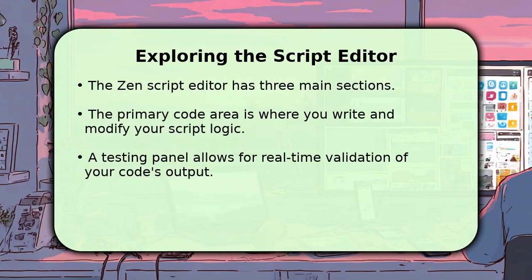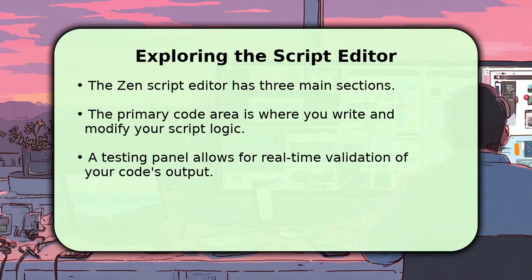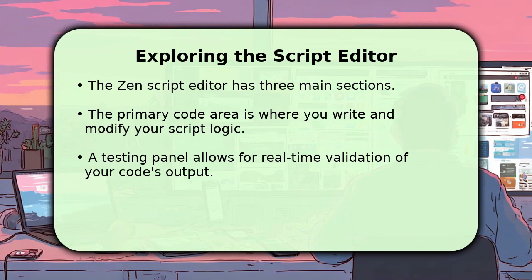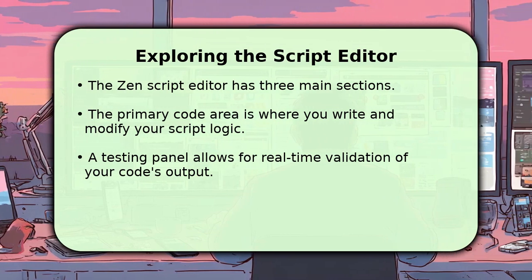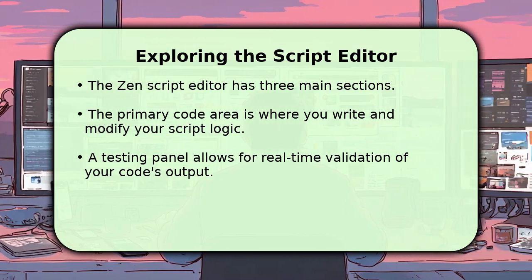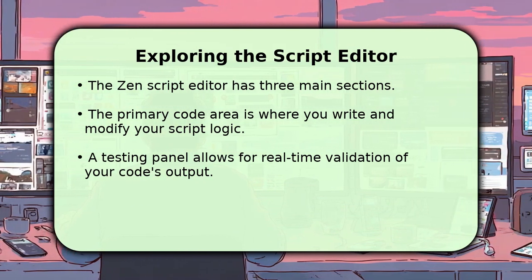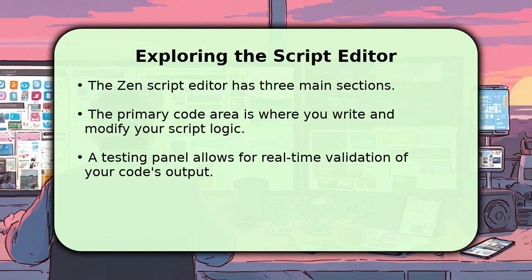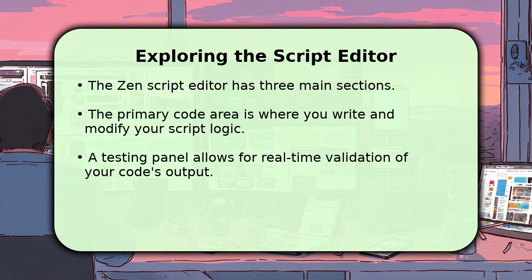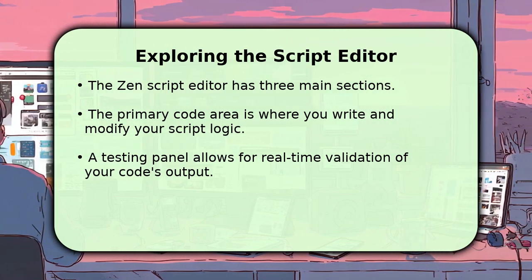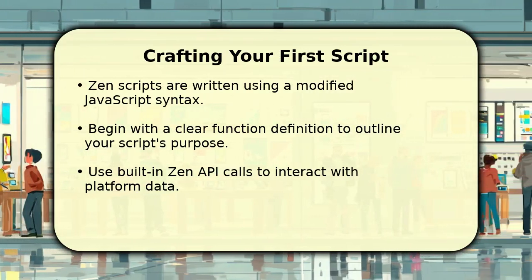Once you are inside the script editor, you will notice its organized layout, typically divided into three main sections. The largest area, the code editor, is where all your programming will take place, serving as your primary workspace. Below this, you will find a dedicated testing panel, which is incredibly useful for running small segments of code or checking variable outputs. Additionally, a console window provides immediate feedback, displaying any execution logs or error messages that may arise, helping you troubleshoot effectively.